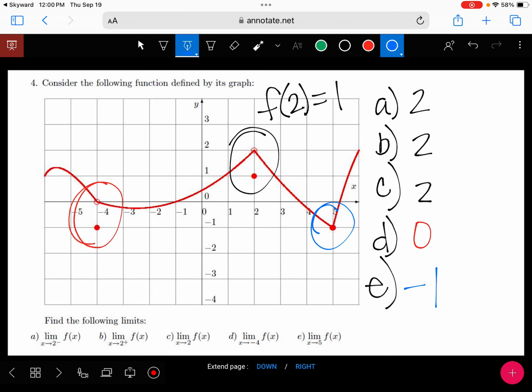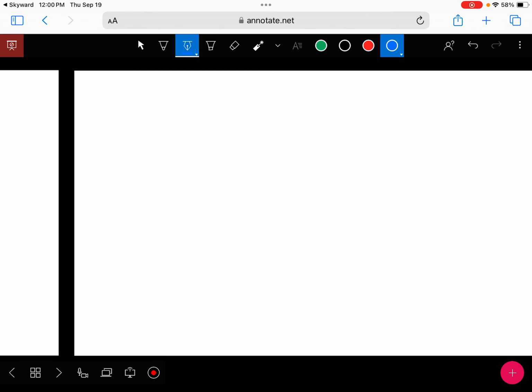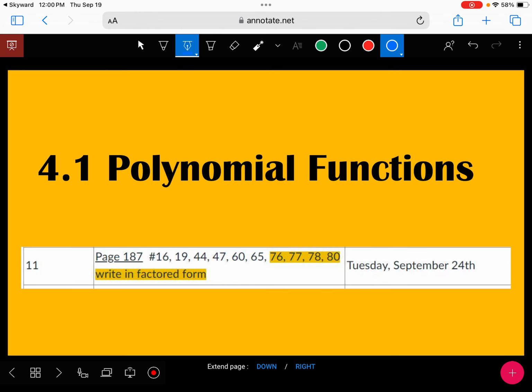So now we're going to move into 4.1. 4.1, that's homework 11. That is due on Tuesday, September 24th. We're going to finish it. We're going to work through it today and tomorrow. And then on Monday, we're going to start 4.2. So again, all this information, I just cut it from Canvas. It can be found on Canvas also.